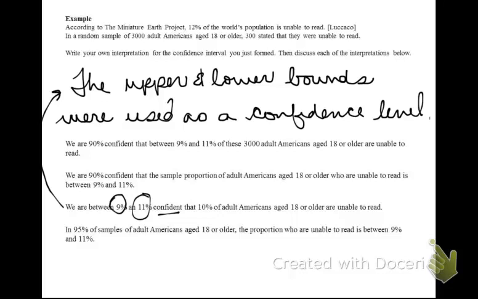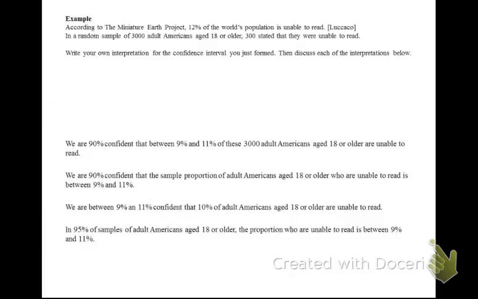In 95% of samples of adult Americans aged 18 or older, the proportion who are unable to read is between 9% and 11%. This sentence is trying to use the concept of 95% confidence. 95% confidence means that in repeated sampling, the true proportion would be contained in 95% of the confidence intervals. But saying that 95% of samples would result in confidence intervals of 9% to 11% is wrong.